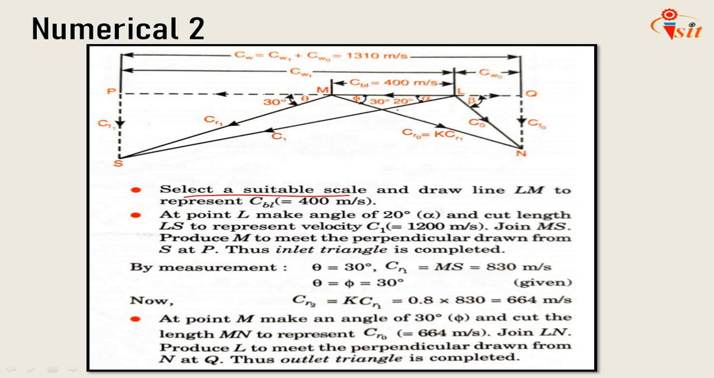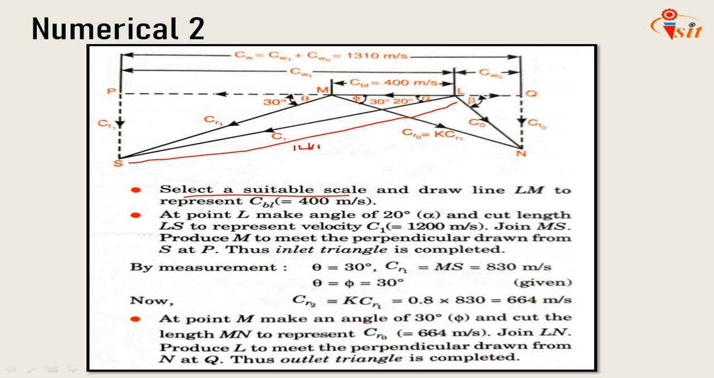and cut the length LS up to here, that is 1200 meter per second. C1 is given as 1200. So if you take the scale of 1 centimeter equal to 100, then the LS line will be 12 centimeter. So at this point we have 20 degrees given and this length given, so we can easily find this LS line, that is 1200 meter per second.